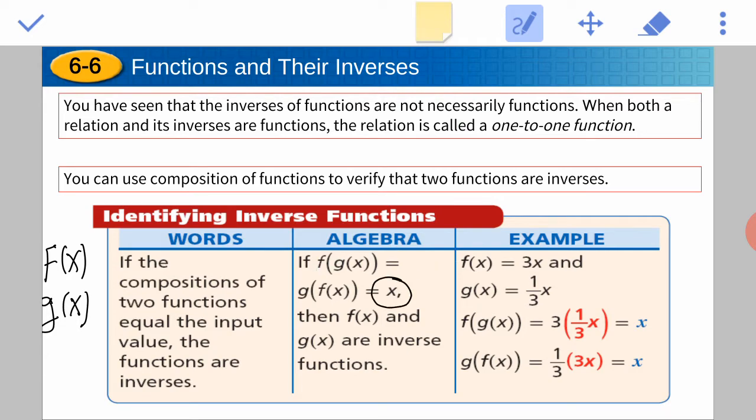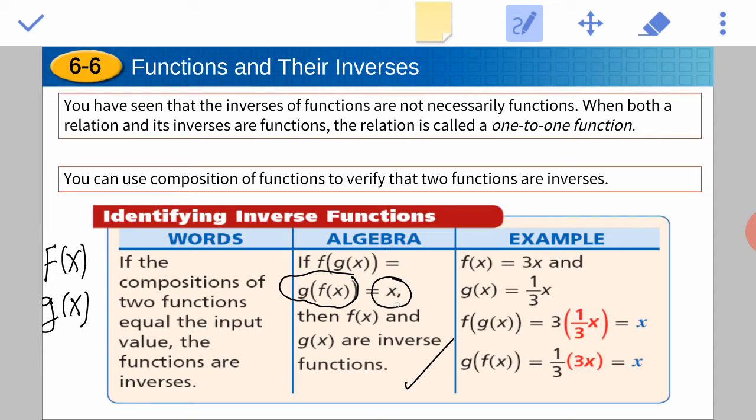this is condition number 1. And you get the composition g of f of x, and if you find this composition is equal to x, this is condition number 2, we consider f of x and g of x inverse functions. So for any two functions to be inverse to each other, the composition f of g of x is equal to the composition g of f of x is equal to x.